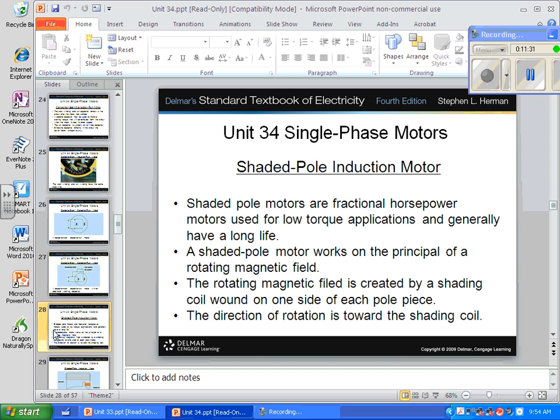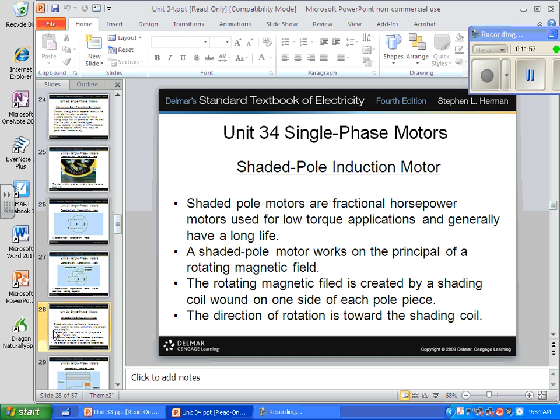Now, shaded pole motors. We have shaded pole motors in the lab. Shaded pole motors are fractional horsepower. They only come in fractional horsepower. They don't come in large. They don't come in 1 horsepower. They only come in small motors. That's one disadvantage. A shaded pole motor works on the principle of a rotating magnetic field.